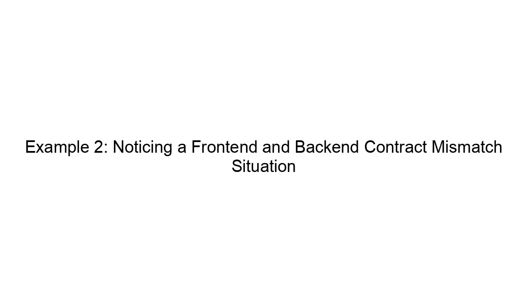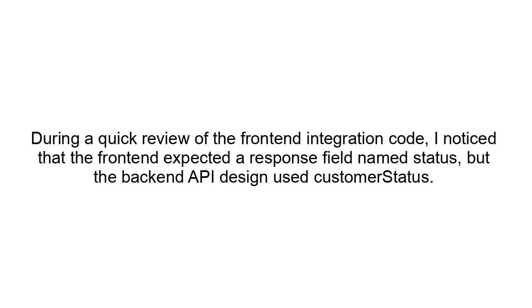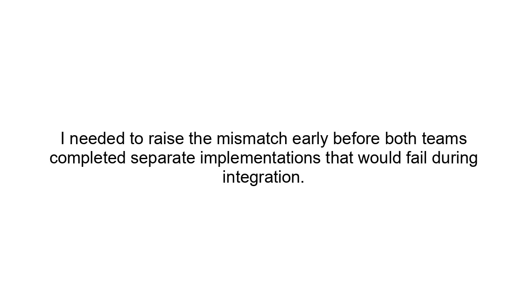Example 2. Noticing a front-end and back-end contract mismatch. Situation. In one full-stack project, front-end and back-end development were happening in parallel for a search feature. During a quick review of the front-end integration code, I noticed that the front-end expected a response field named status, but the back-end API design used customerStatus. Task. I needed to raise the mismatch early before both teams completed separate implementations that would fail during integration.